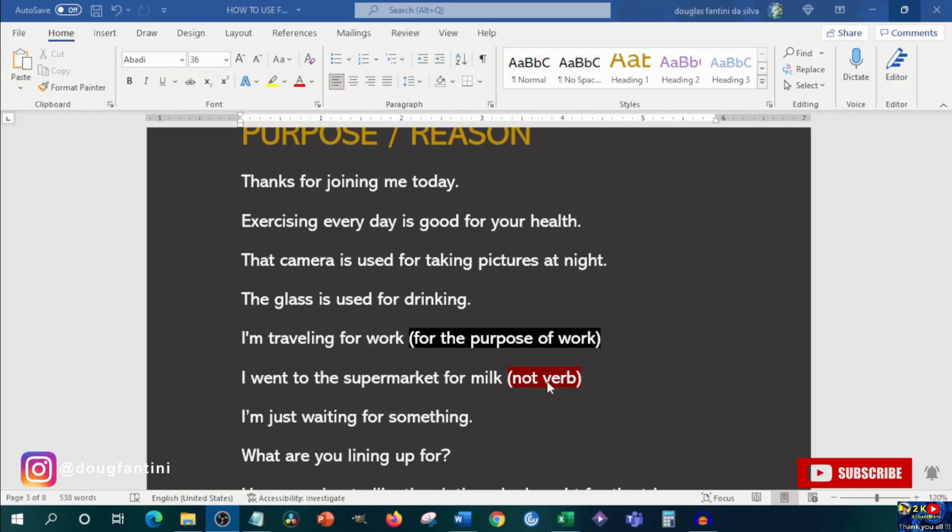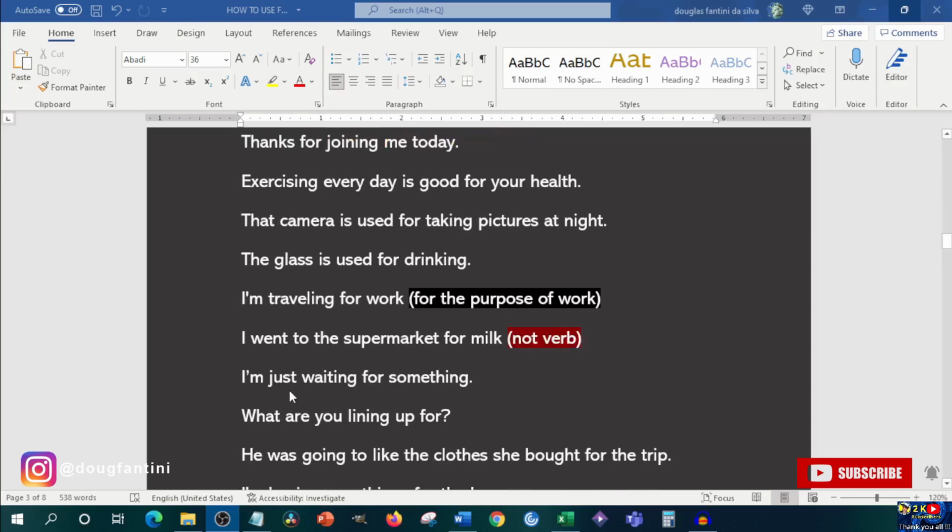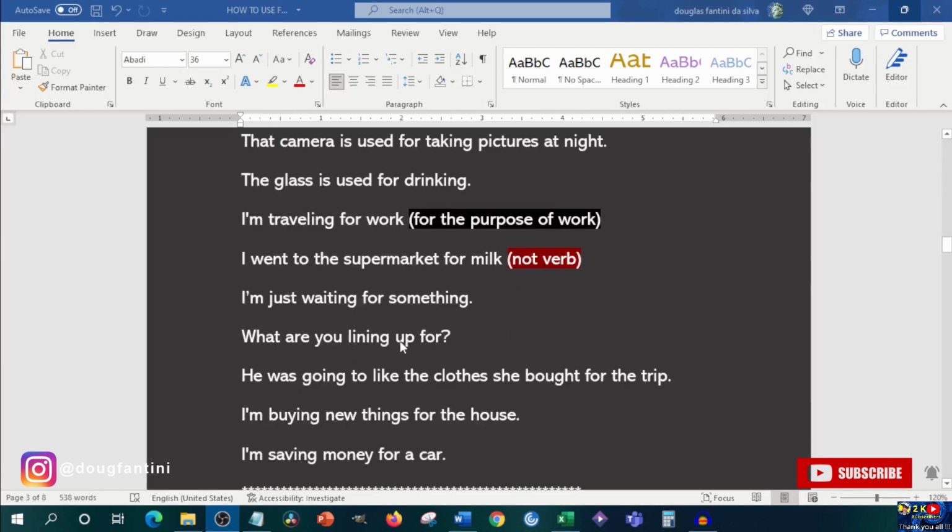So milk is not a verb, okay? Milk is a thing, an object, a noun, for example. I'm just waiting for something. Why are you waiting? The reason? For something, okay? What are you lining up for? People are lining up and someone wants to know why, and the answer will be for something, for this, for that, for, okay, the reason.